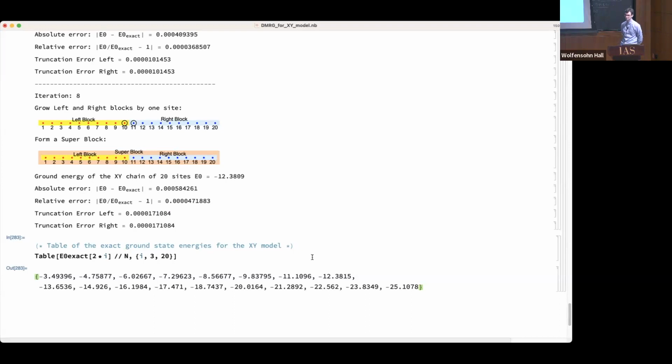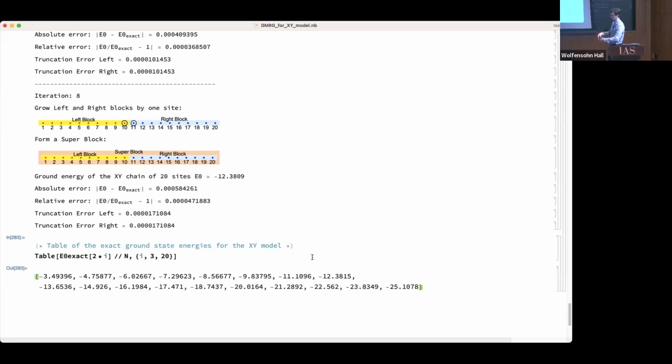Questions? Yes. Does the error behave the same with higher states, so not just the ground energy? If you say it again. Excited states. It's more or less the same.